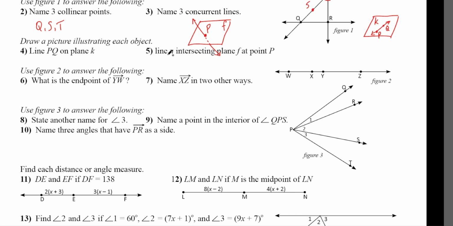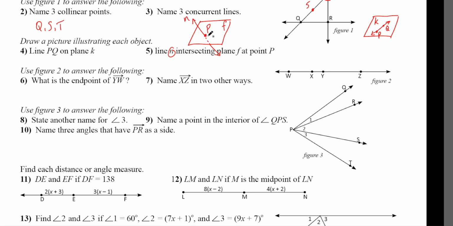Now, what line is it? It's line N, so you've got to label that. You could either put it up here, you could have put it down here, all right? You don't need two points when you use a lowercase letter to represent a line. And that's how you would draw that right there. Did I leave anything out? Nope. Plane F, point P, line N, all right?